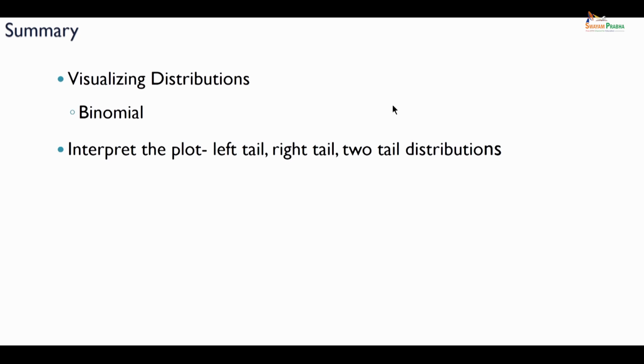To summarize, in this lecture we saw how to visualize a binomial distribution. We took a small example to illustrate a binomial distribution. We saw how to interpret the plot for a left tail, right tail and two tail distributions, and how to get the probability from the plot.